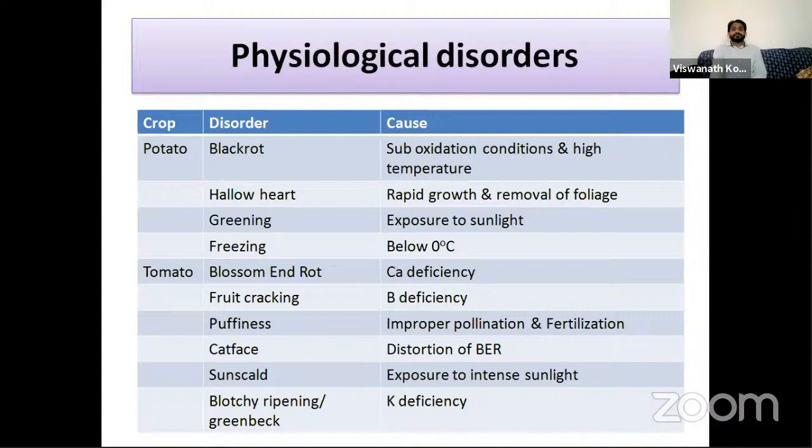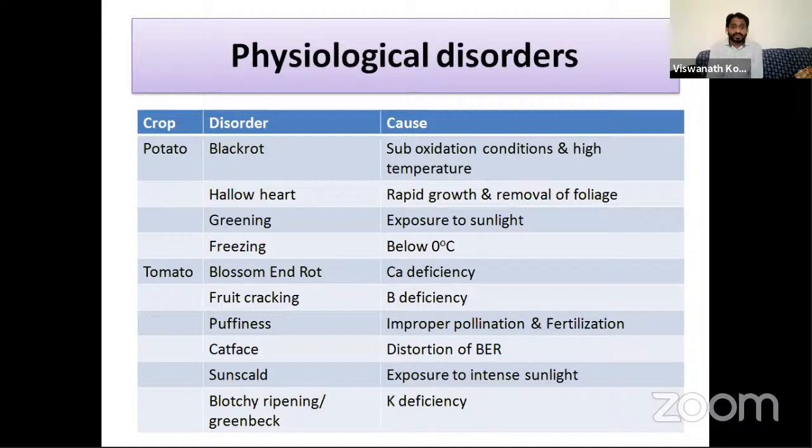So there are physiological disorders. When certain external weather conditions change, the plants also change their behavior. When the behavior of the plant is not in favor of humans, or is in favor of the plant, we call that a disorder. So there are different physiological disorders in potato: black rot, yellow rot. Greening is due to exposure to sunlight, and freezing is due to low temperature storage. And black rot is due to suboxidation condition, that means reduced oxygen condition in the storage.